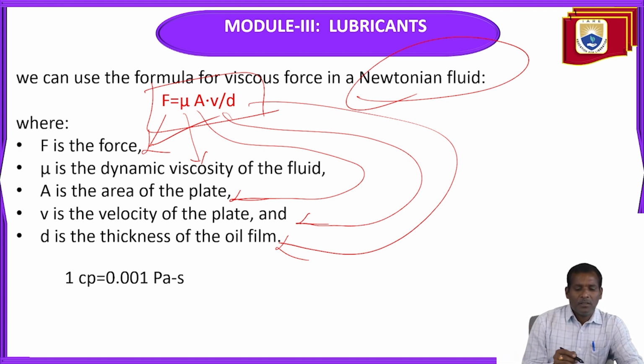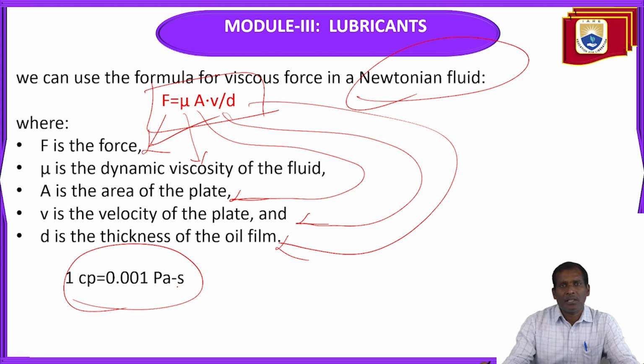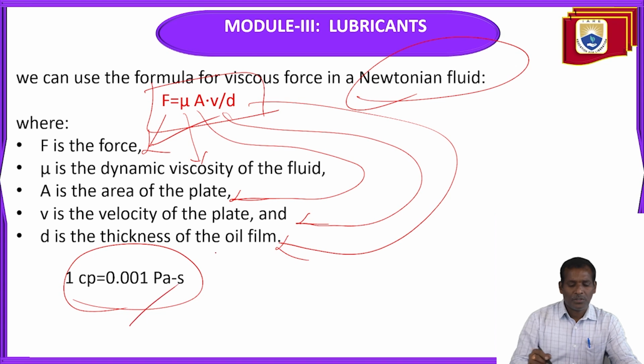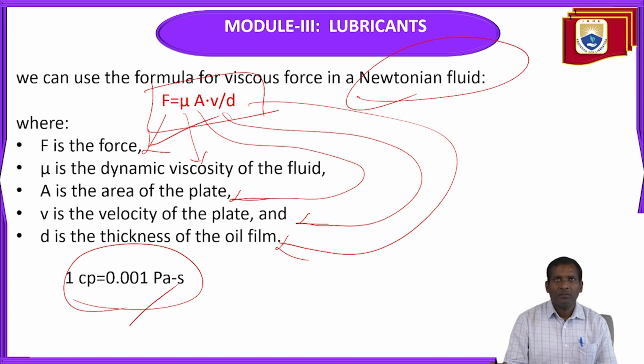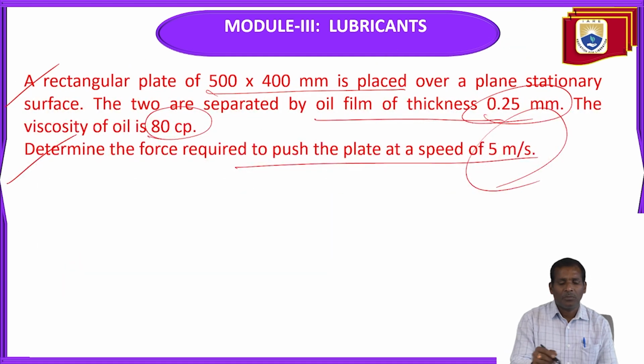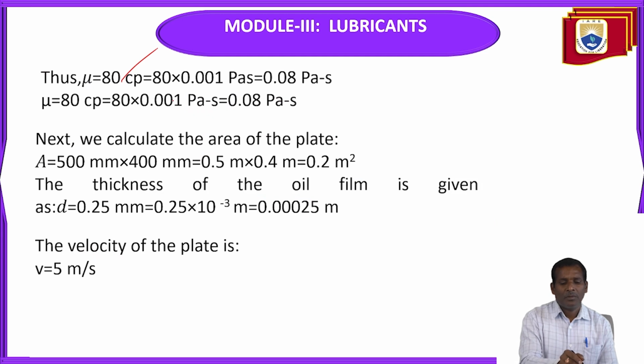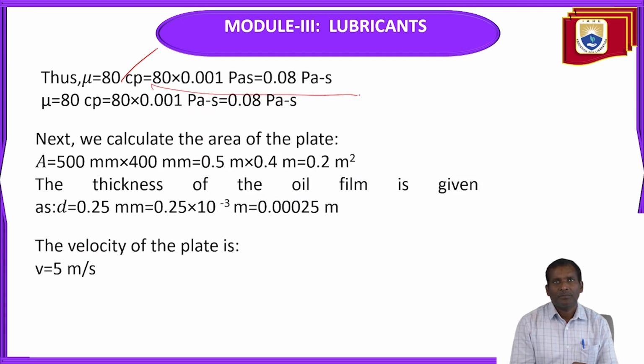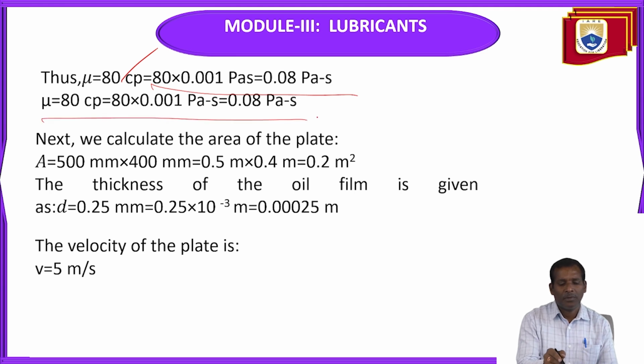First you have to write the given data, and then write 1 centipoise is equal to 0.001 Pascal second. The mu is 80 cp, as given in the problem, so convert into Pascal second. Now mu is equal to 80 cp, which is 80 multiplied by 0.001, that is 0.08 Pascal second.